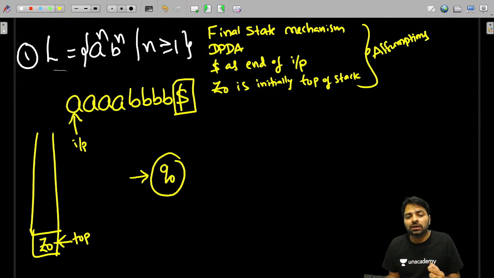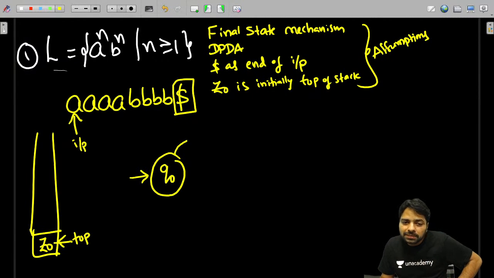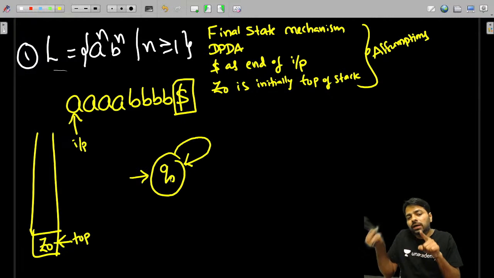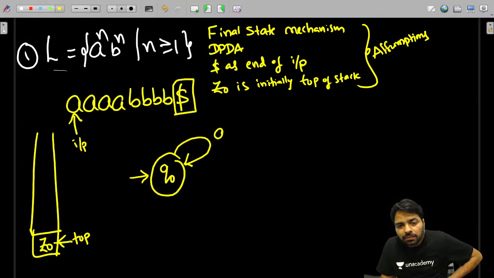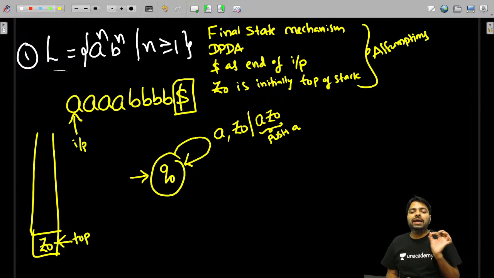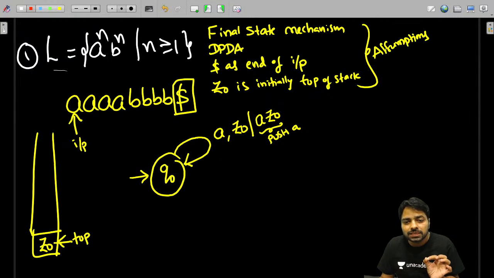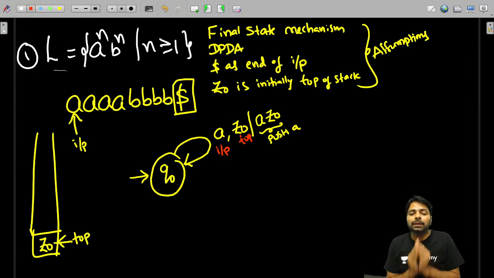A comma Z0. I have to push. So you can keep the self loop only, because I push by staying at Q0 only. A comma Z0, I'm going to push A Z0. Means this is nothing but push A. By reading A, this is input, and this is the top of the stack. By looking at input A and the top of the stack Z0, you are going to push A onto the stack. That means Z0 is there, and above Z0 A came. Everybody? So this is called push A.